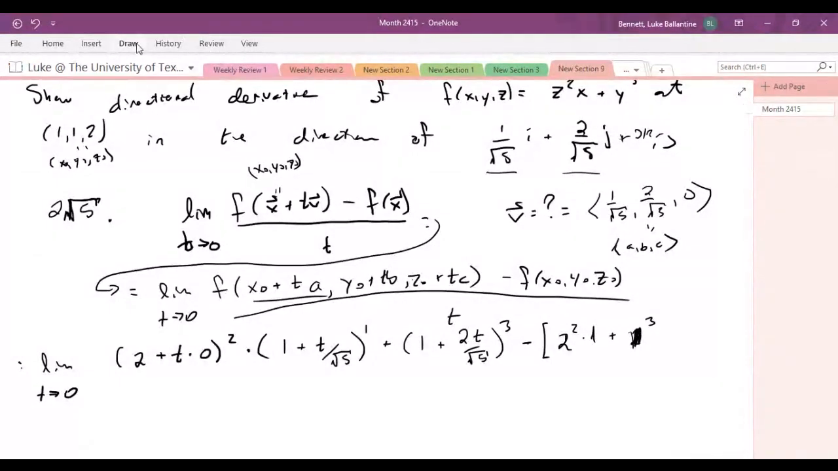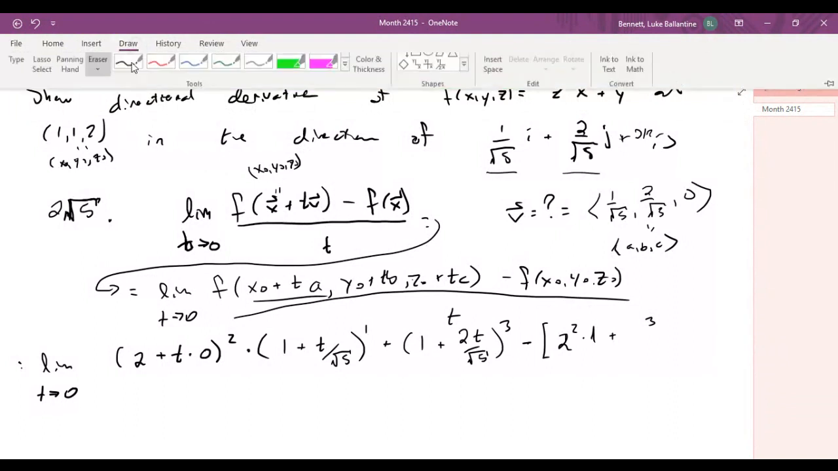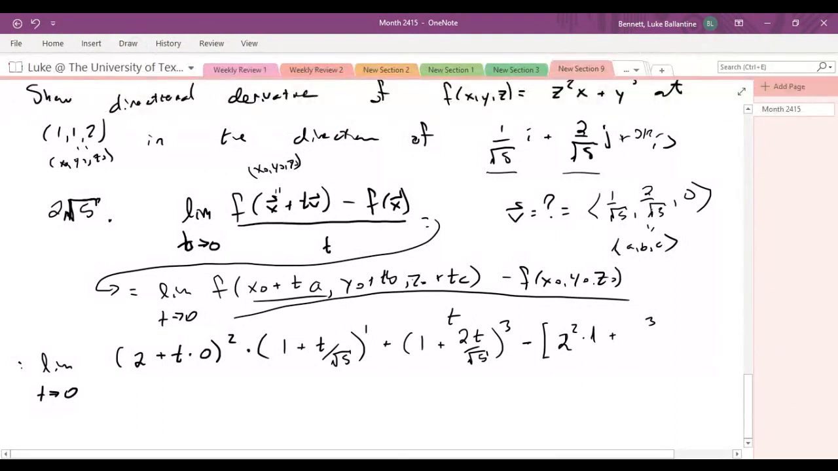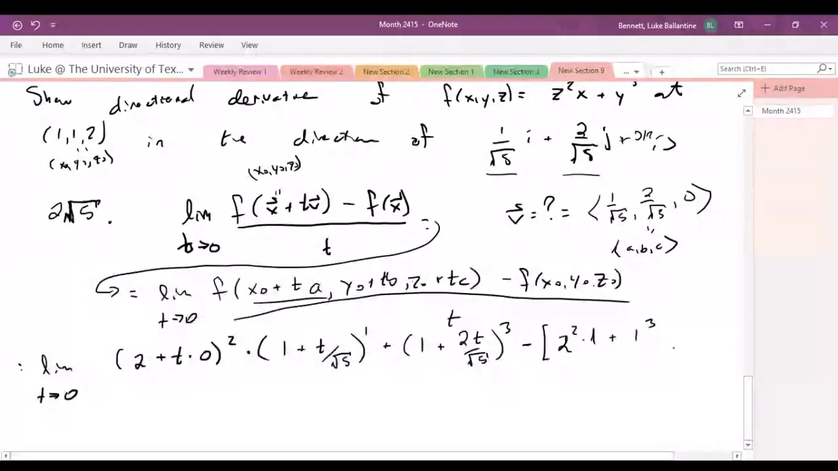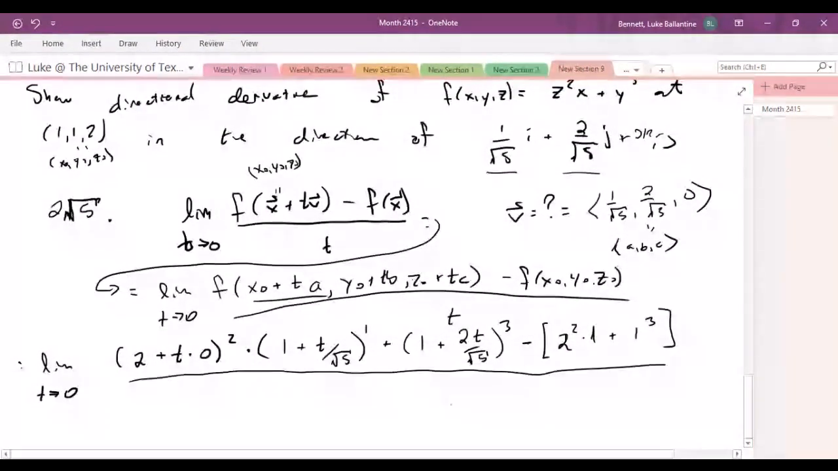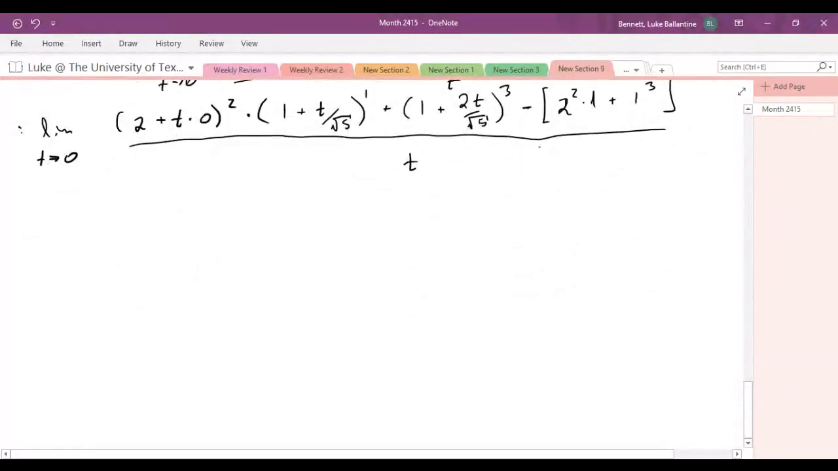Okay, my bad. See, z is 2, y is 1, so cube, yep. Okay, and then divided by t. So now it's just going to be a matter of foiling this expression out.